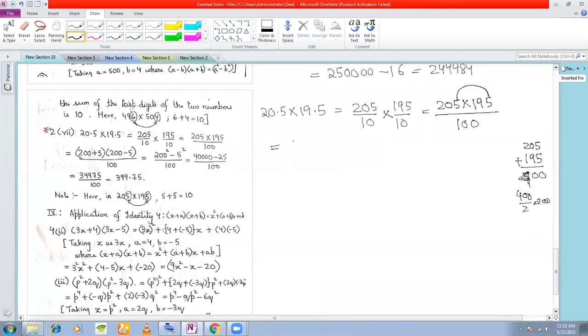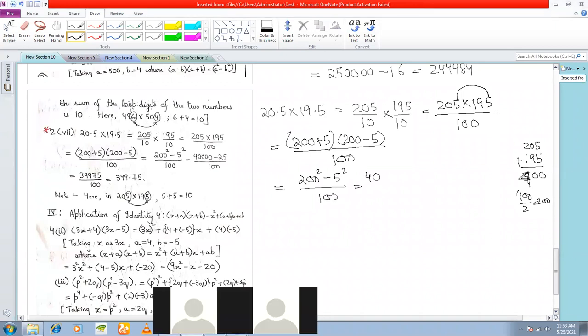So now 205 can be written as 200 plus 5, and the other can be written as 200 minus 5, divided by 100. So in the numerator you have (a plus b) into (a minus b), which is 200 square minus 5 square, divided by 100, which is 4 followed by 4 zeros, minus 25, divided by 100. So here you get 39,975 divided by 100.